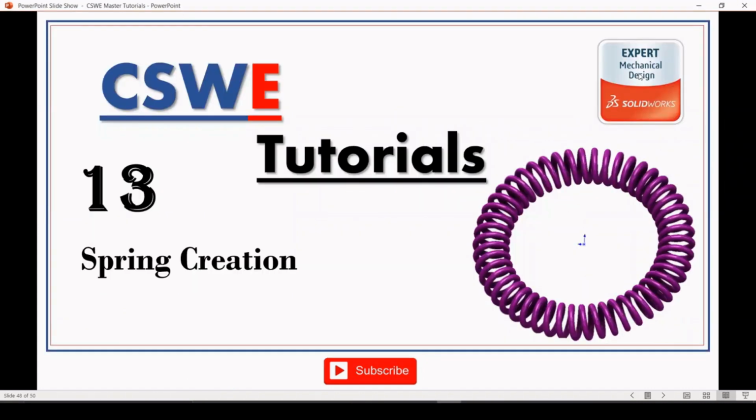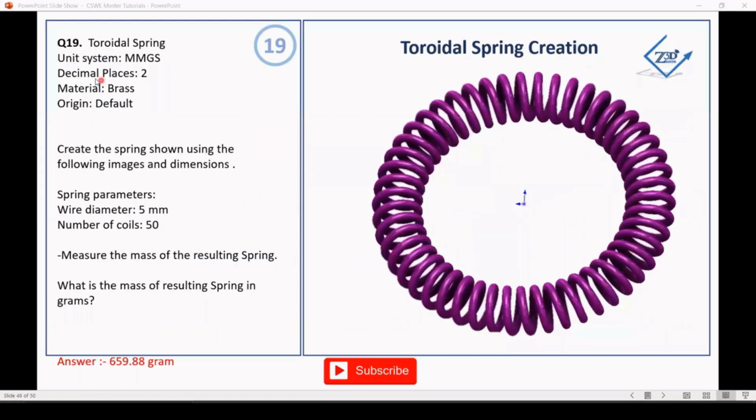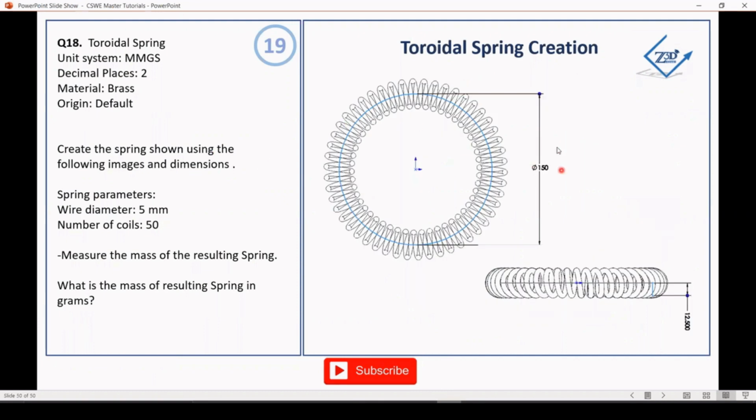Now in the next question we have to create the spring. We can say the circular spring. So these are the dimensions given here. Material is brass and the unit is mmgs. So we have to create the spring shown in the following image and dimensions. Wire diameter 5 mm, number of coils 50. Measure the mass of the resulting spring. We have to measure the mass of the spring, and the mass is in grams.